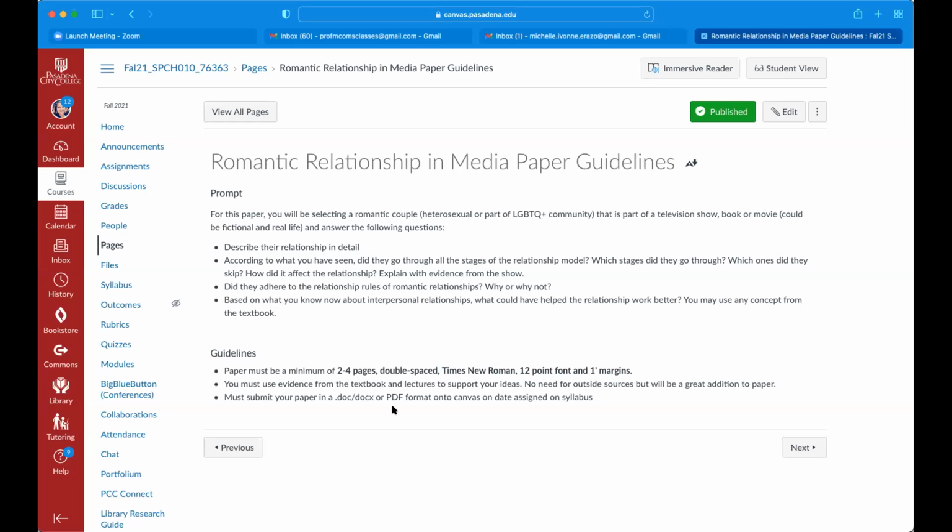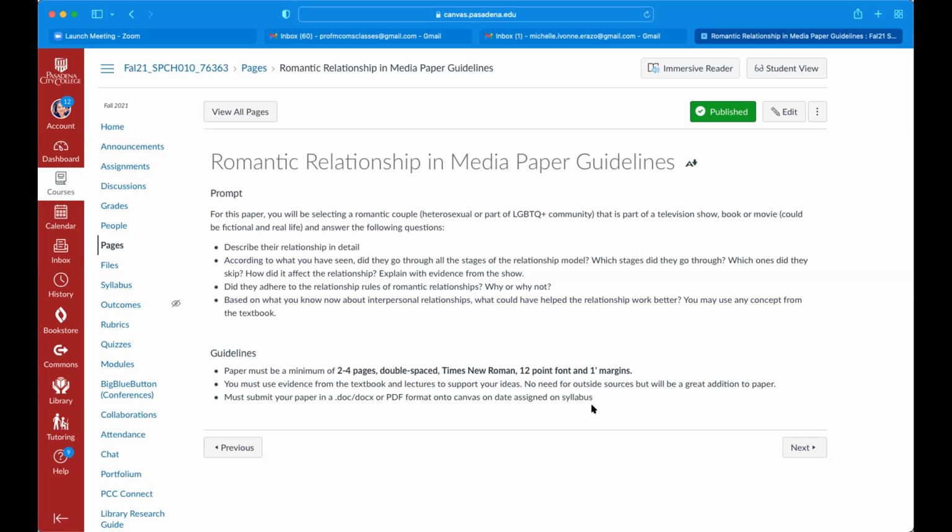So like I said, for this paper, you will be selecting a romantic couple, so they have to have some type of romantic relationship. It could be heterosexual, it could be part of the LGBTQ plus community. It could be any of that, right? But it has to be a romantic relationship. A friendship would not suffice, unless it's like a friends with benefits type of arrangement, that is considered a romantic relationship as well. And you're going to pick this couple from either a television show, book, or movie. And again, it could be fictional or it could be real life.